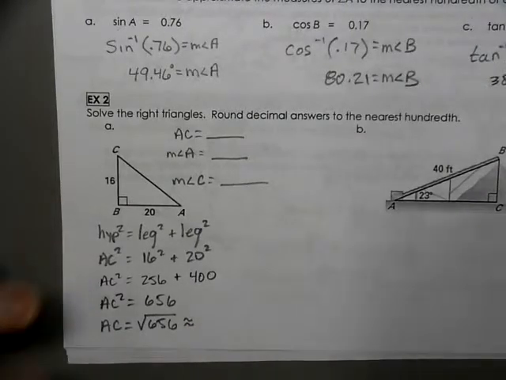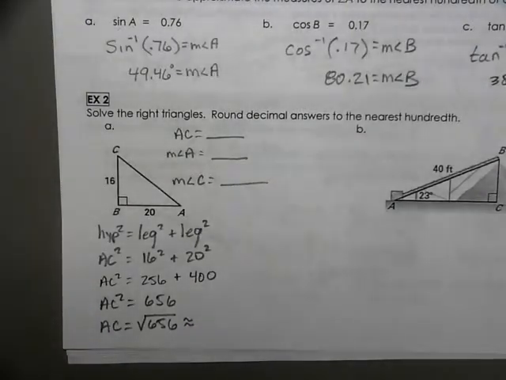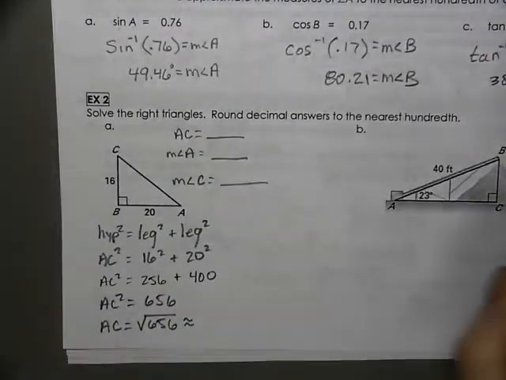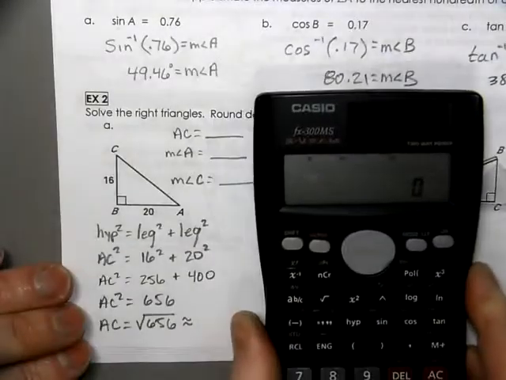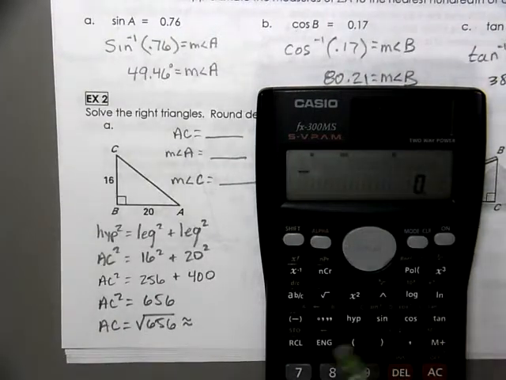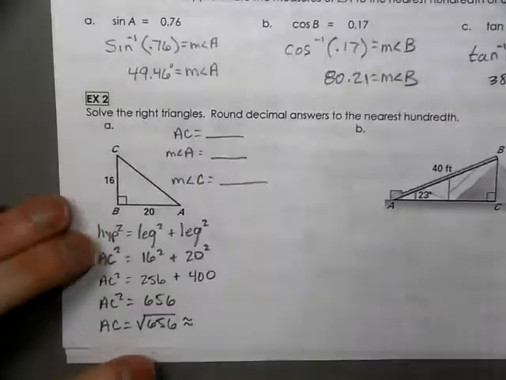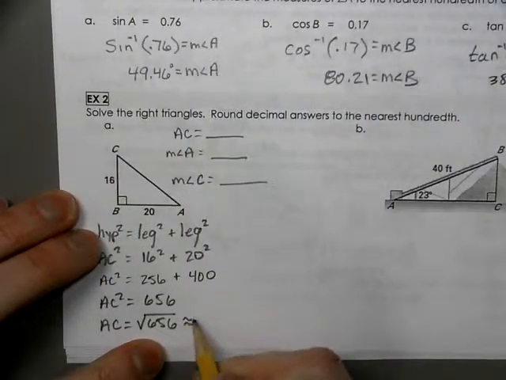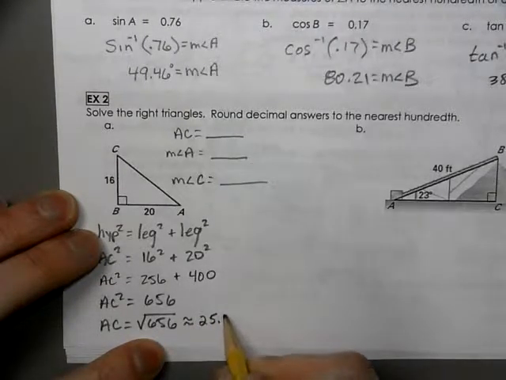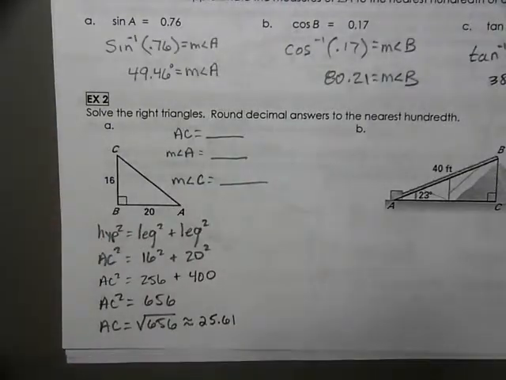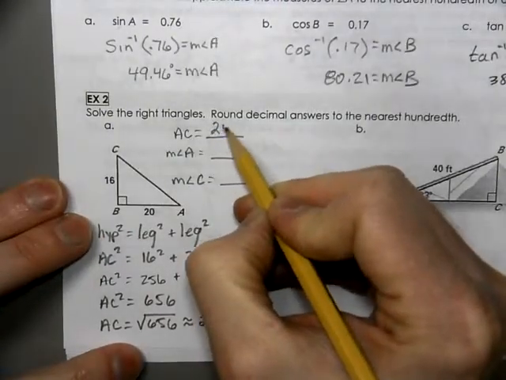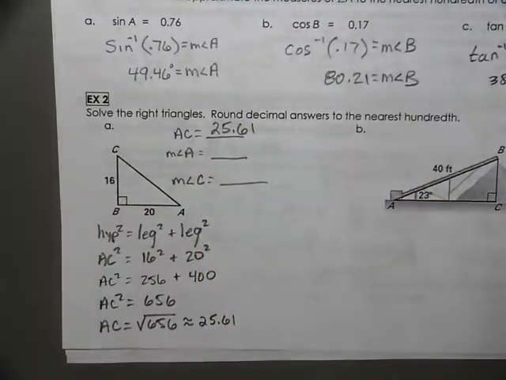And that square root, that would be the exact answer, the square root of 656. If we wanted to see what is the decimal version, you need to know where the square root button is on your calculator of 656, and it's 25.61. So it's an approximate, it's not an exact equal sign, because that's a rounded amount. So AC is 25.61.